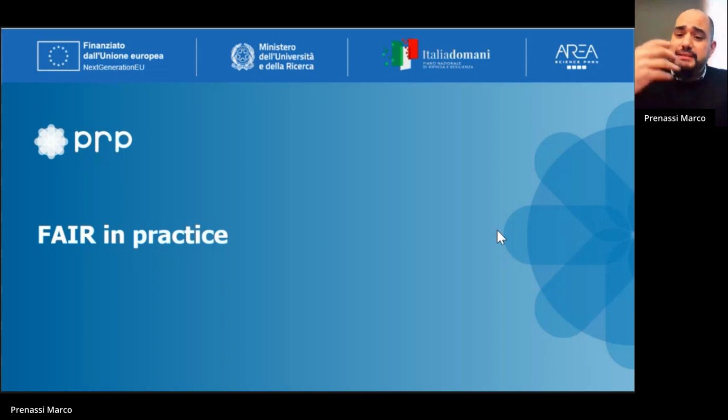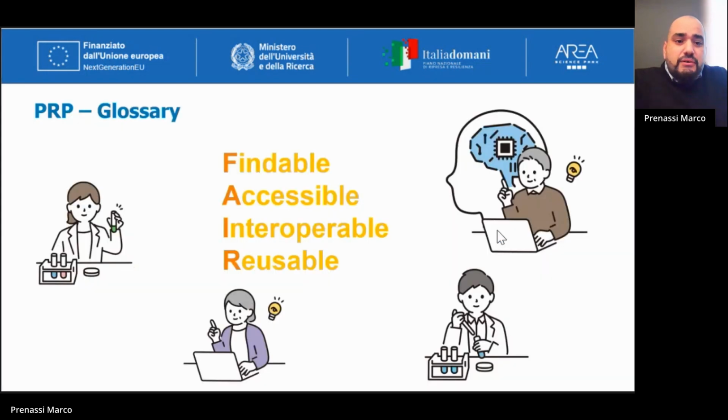One of my objectives today is to take this FAIR in practice and implement it from a laboratory perspective, so that it is digestible to everyone, I hope, and to make the research usable between our laboratories. First of all, let's take a little bit of a glossary. FAIR, what does it mean? To be brief: findable, accessible, interoperable, reusable.